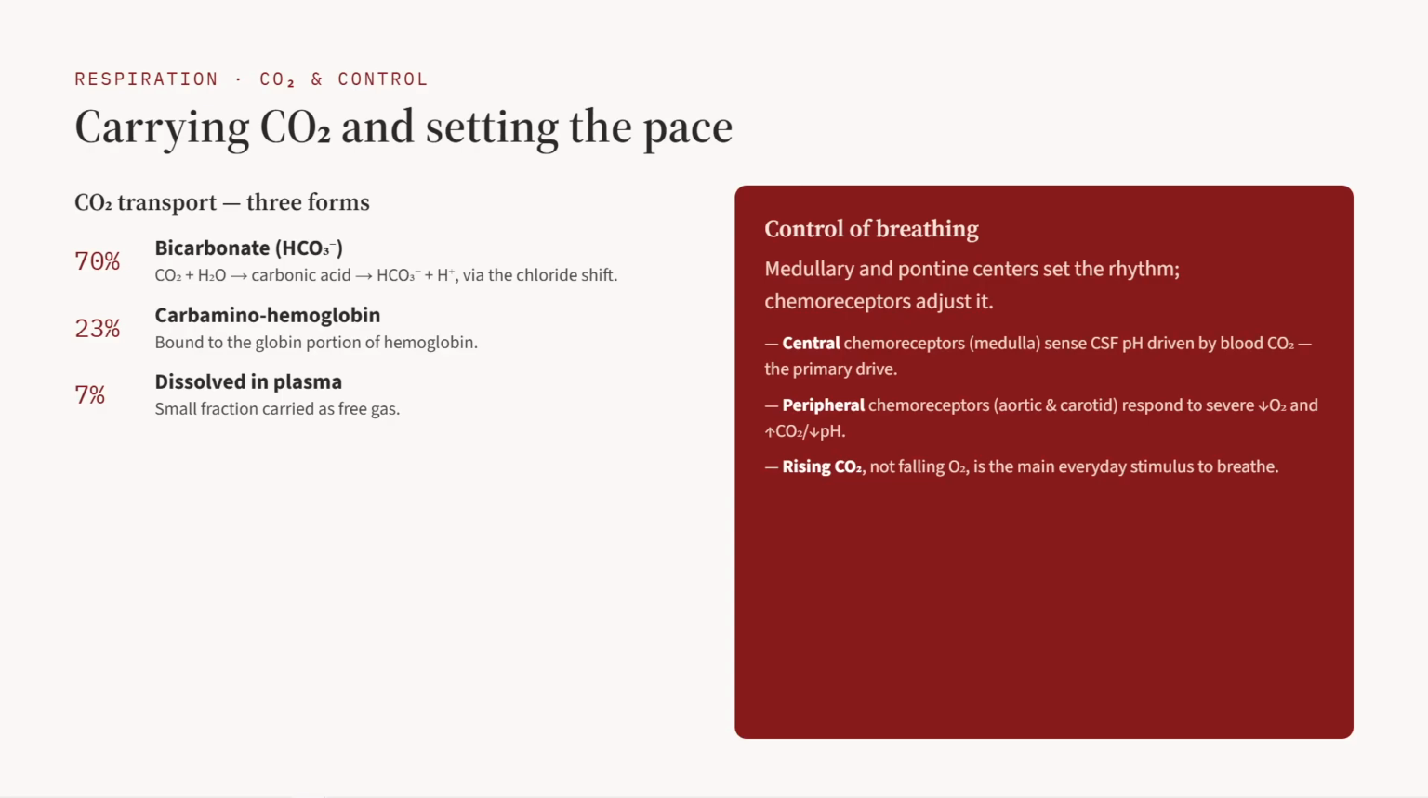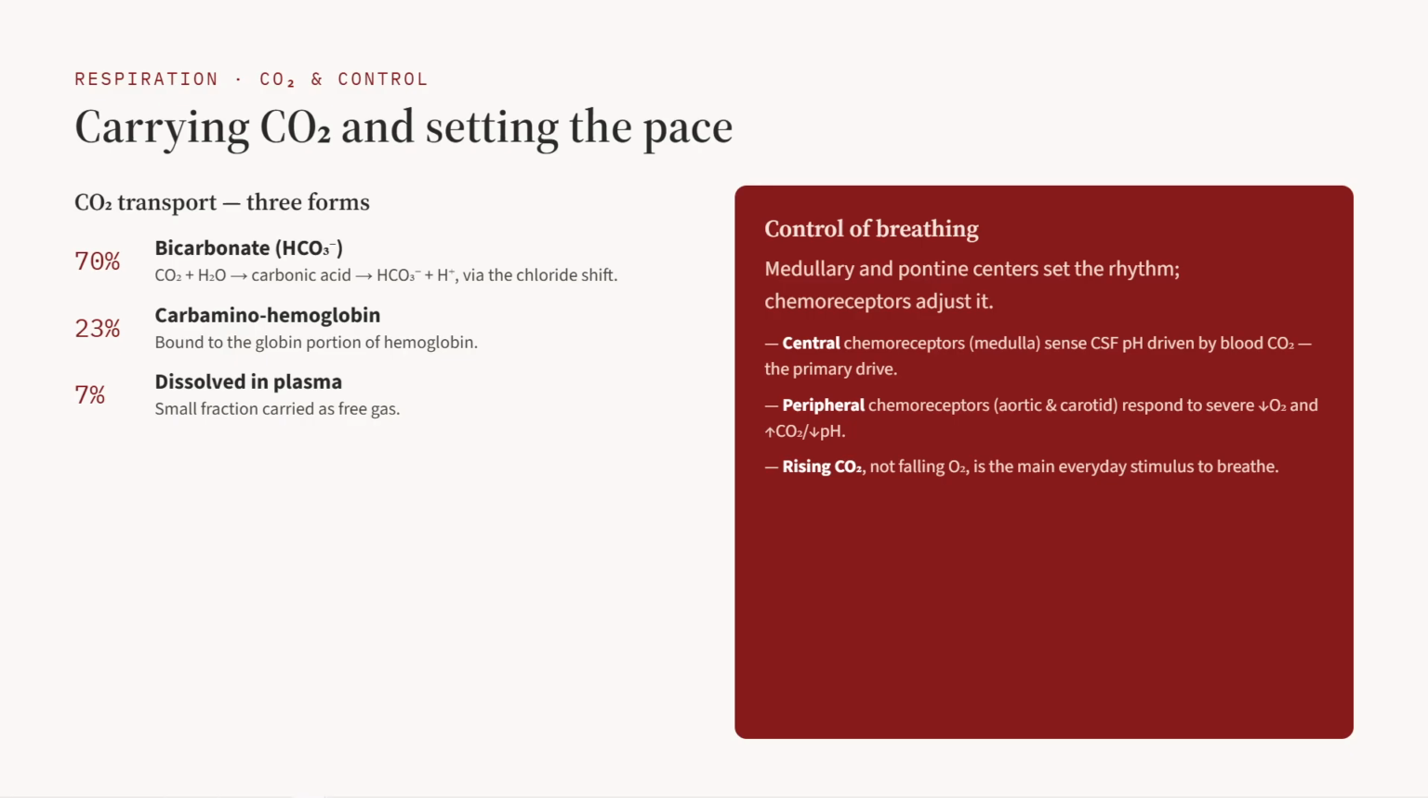Finally, carbon dioxide and the control of breathing. Carbon dioxide is carried three ways. About 70% travels as bicarbonate ions dissolved in plasma, formed when CO2 reacts with water inside the red cells. That's the chloride shift. Around 23% binds directly to hemoglobin as carbaminohemoglobin, and just 7% dissolves in plasma as free gas.